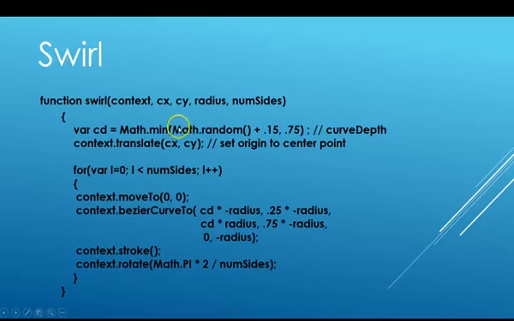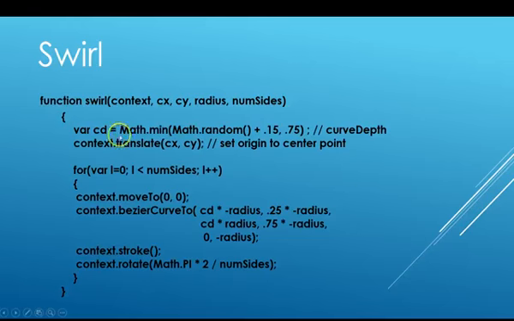Here's the code. It's pretty straightforward. As usual, we pass the graphic context in. This is going to be the center. The radius will determine the size. Of course, that's half the size of the figure. And then here, number of sides is really the number of spokes. Here's the curve depth. This is set up. When I first did this, I used 75 all the time. And then I added this code in to add some randomness to it.